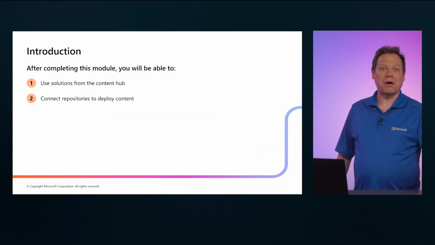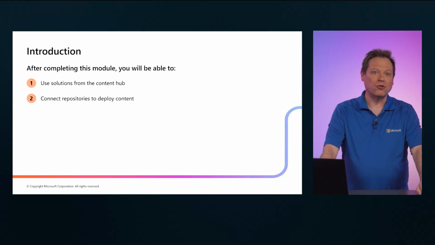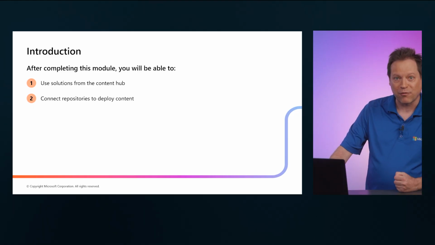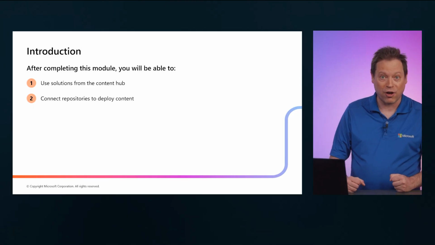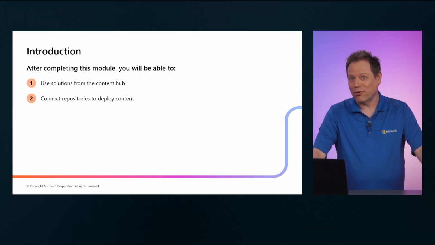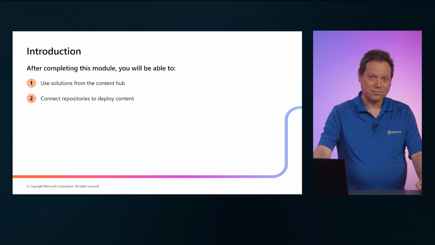After completing this module, you'll be able to do two things. First, you'll be able to use solutions from the Content Hub to quickly bring in Microsoft-provided and partner-provided content. Second, you'll be able to connect repositories so you can deploy and manage content through source control workflows.